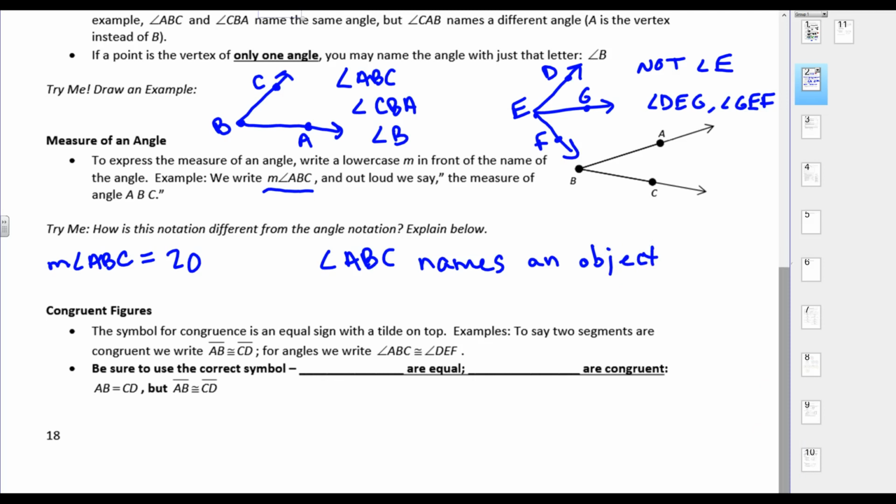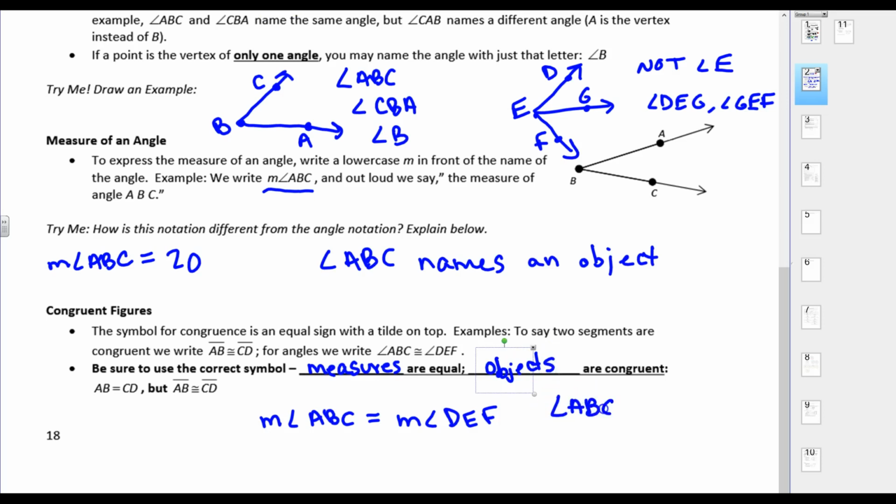All right, so let's talk about congruent figures. The symbol for congruence is an equal sign with a tilde on top. We say that 2 segments are congruent, meaning that they are of equal measure or equal length. We would say segment AB is congruent to segment CE. So measures are equal, like the measure of angle ABC equals the measure of angle DEF, but objects are congruent. So I would say angle ABC is congruent to angle DEF.